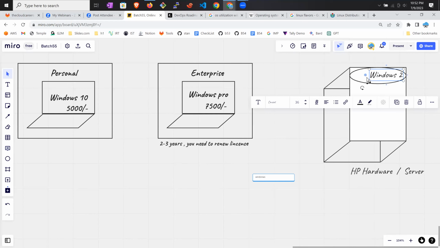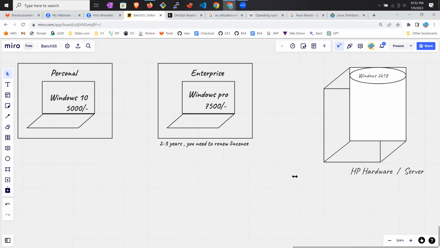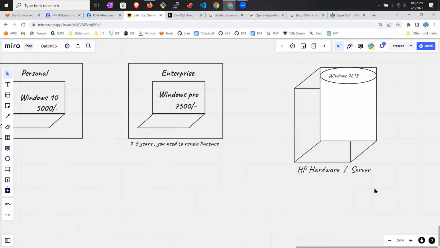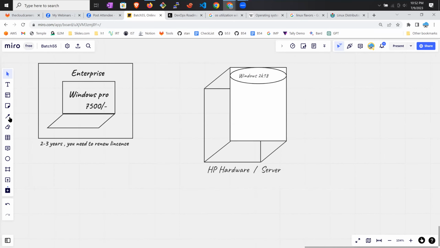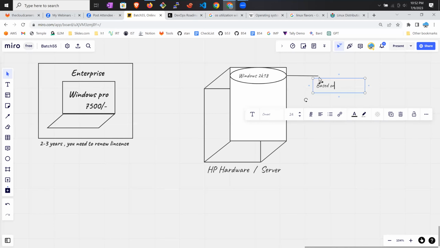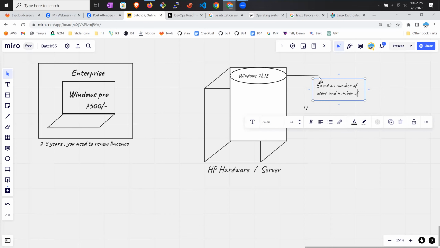Windows 2K18 operating system you have installed. Okay. Now, do you know how you pay licensing for it? Anyone? Anyone has a fair idea on it? Anyone? Windows licensing is not just based on server. Windows licensing at server at enterprise level is based on number of users and number of CPUs.